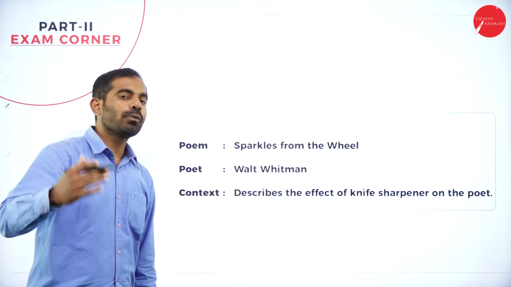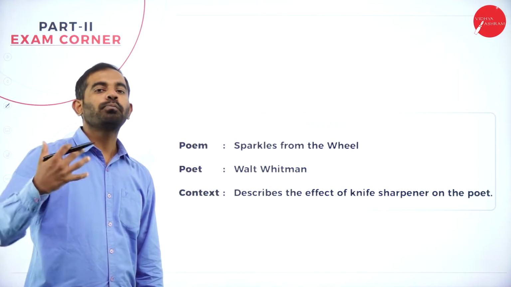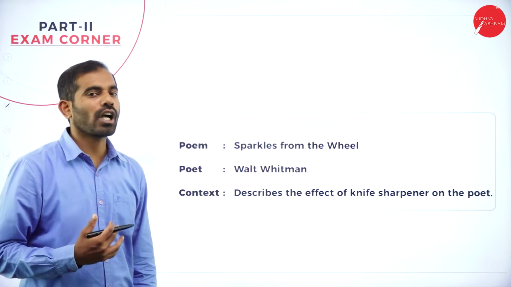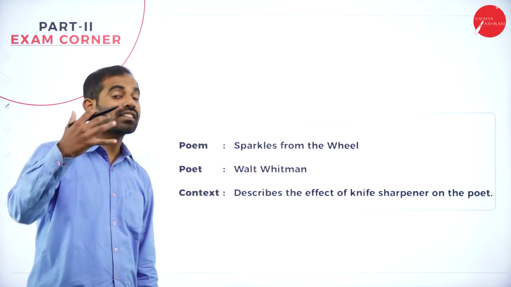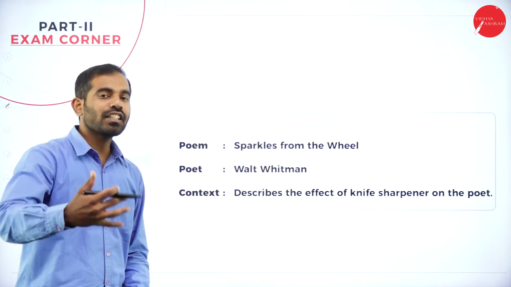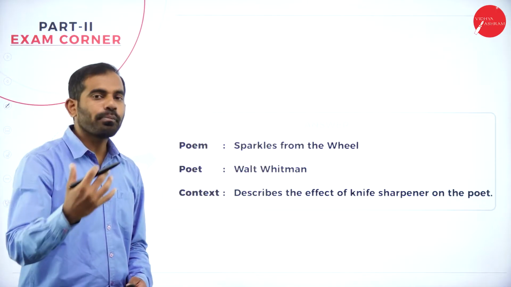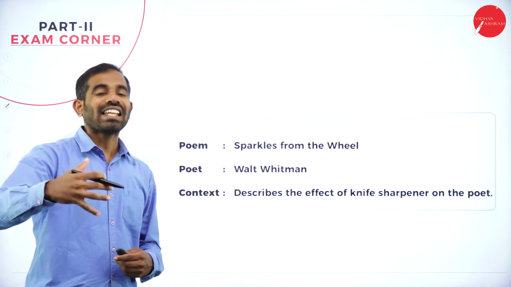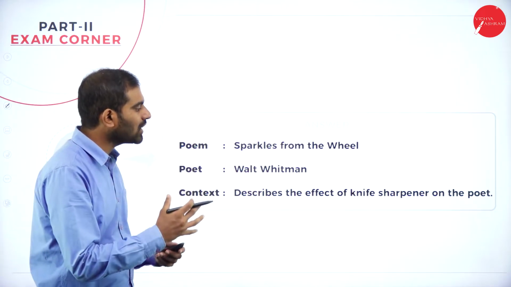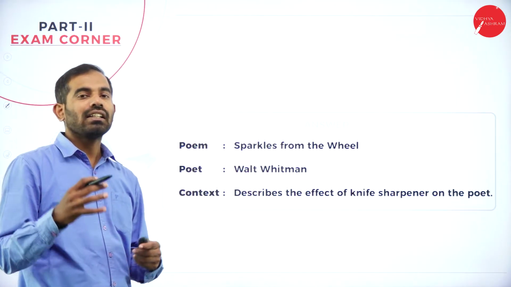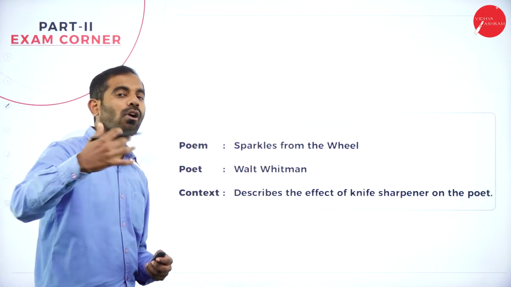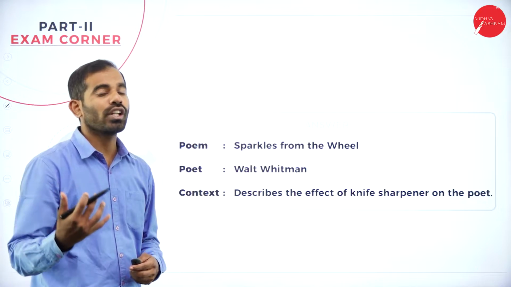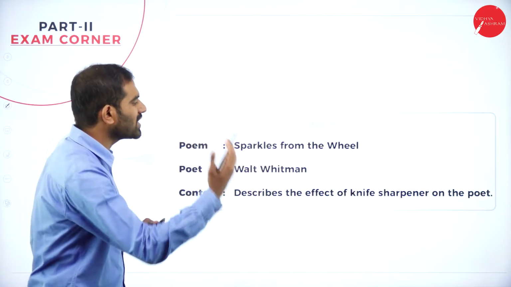Now, as the poem opens, the poet is affected. He looks at the knife sharpener and he is comparing. In fact, in this poem, Walt Whitman compares the knife sharpener to a godly act, a saintly act. Why? Because he is trying to sharpen the knife, and all the sparkles which are coming out of this wheel and the knife are compared to golden jets, and there is a lot of description.